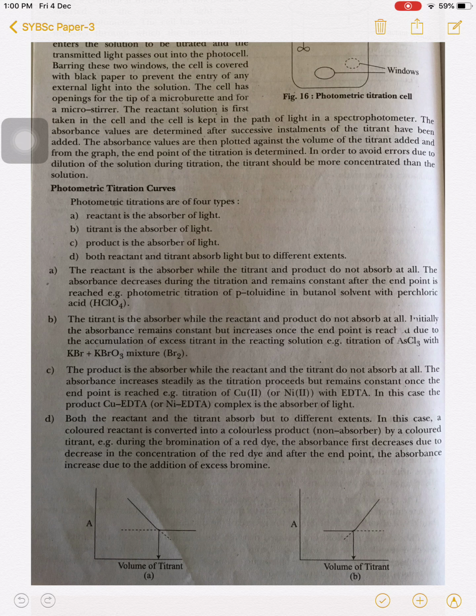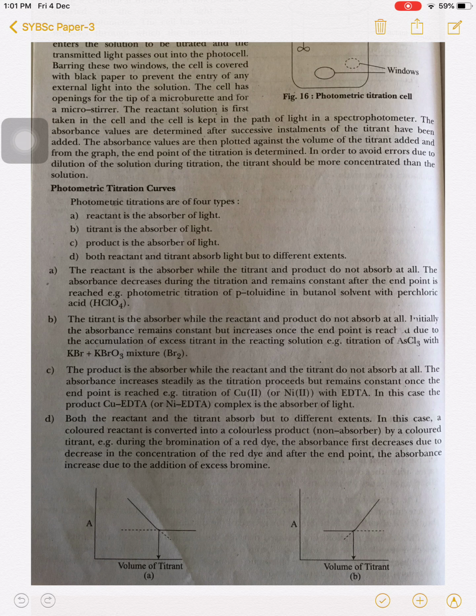If you titrate these two solutions in the photometric titration cell, we get this first graph. Now see the second graph. Initially the absorbance value is steady, a straight line, and then there is a sudden change in the absorbance values: the absorbance goes on increasing. The second type is if the titrant is the absorber of light, that is, if the burette solution absorbs the light radiation.